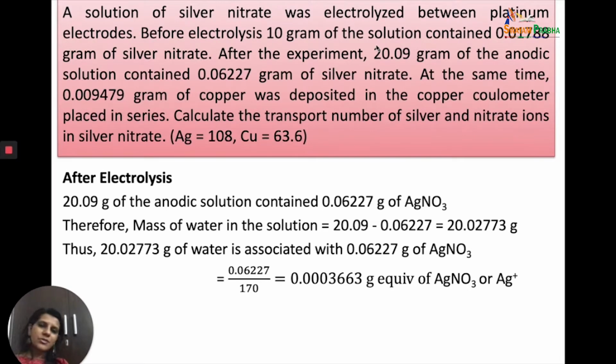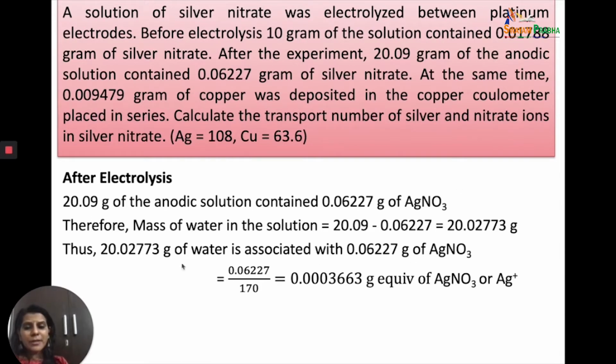So we are given the concentration of the solution before and after electrolysis. After electrolysis, what we see is that 20.09 gram of the anodic solution contains 0.06227 gram of the silver nitrate. So we will first find out the mass of the water in the solution, which is the solvent here. Now this mass of the solvent contains 0.06227 grams of silver nitrate. So we will find out the value of gram equivalent of silver nitrate in the solution. The molar mass of silver nitrate is 170, so we divide and get the value of gram equivalent.